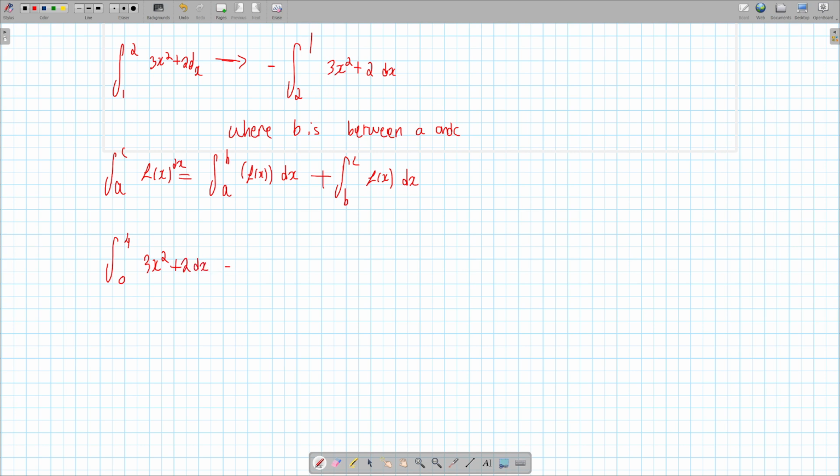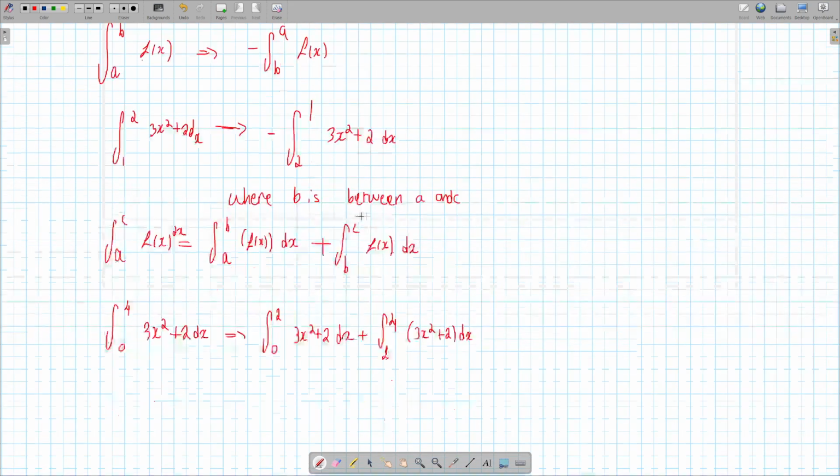I can split this up into the integral from 0 to 2 of 3x squared plus 2 dx, plus the integral from 2 to 4 of 3x squared plus 2 dx. Okay, see what I did there? 0 to 2, then 2 to 4. It's the same thing. I just split it up. These are the rules for integration.